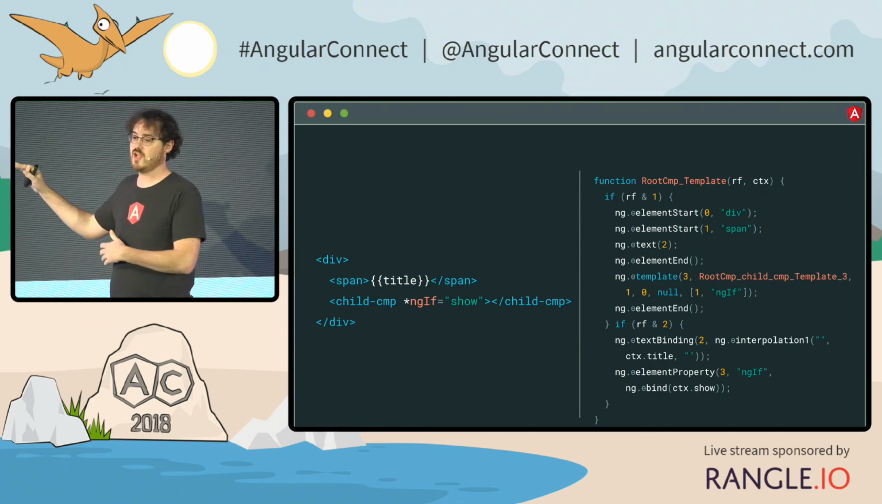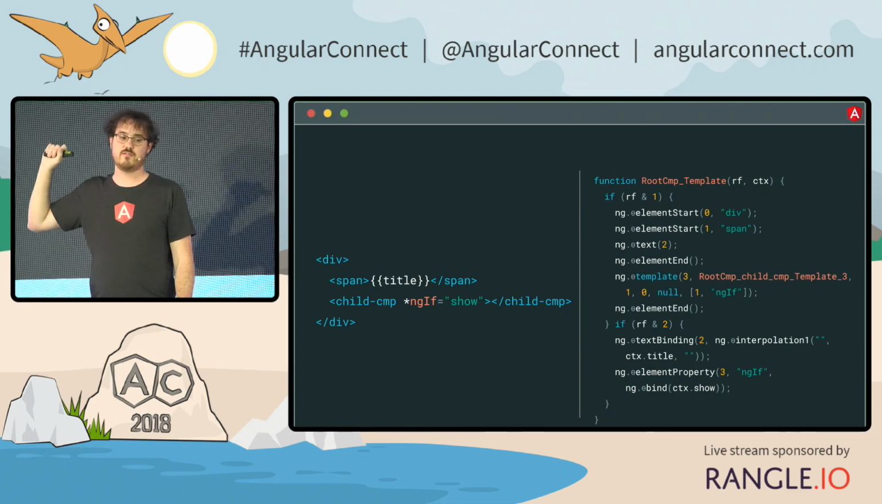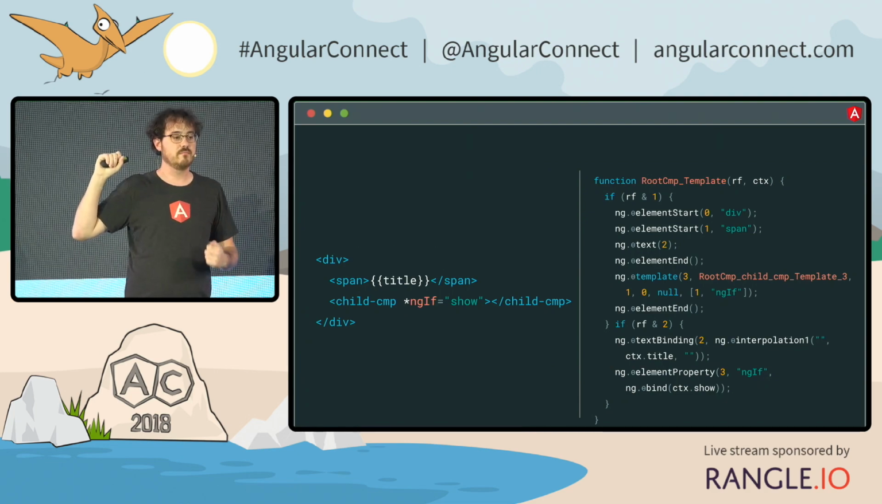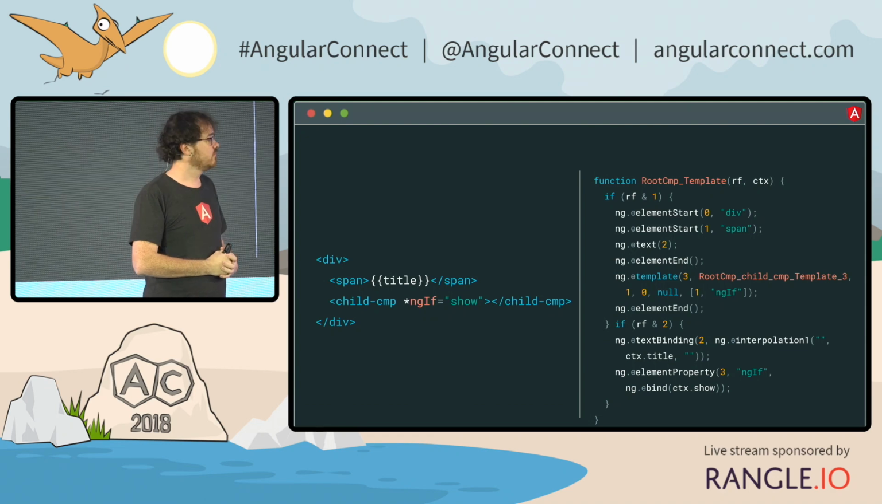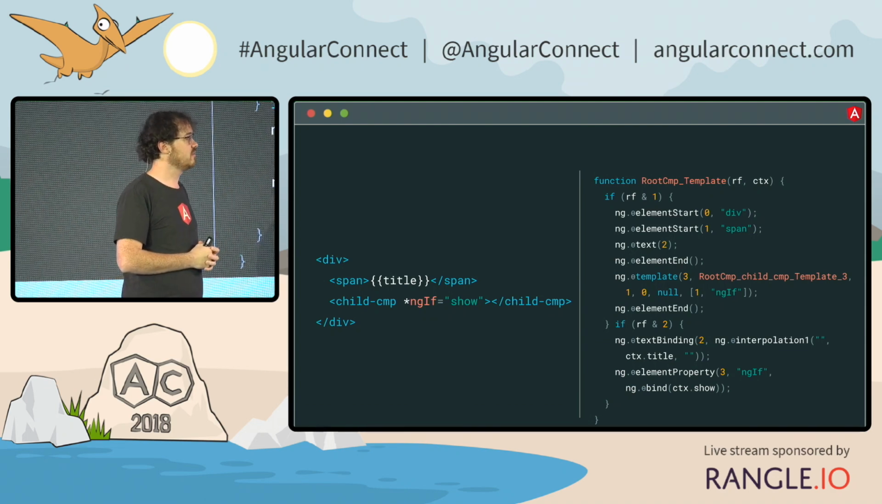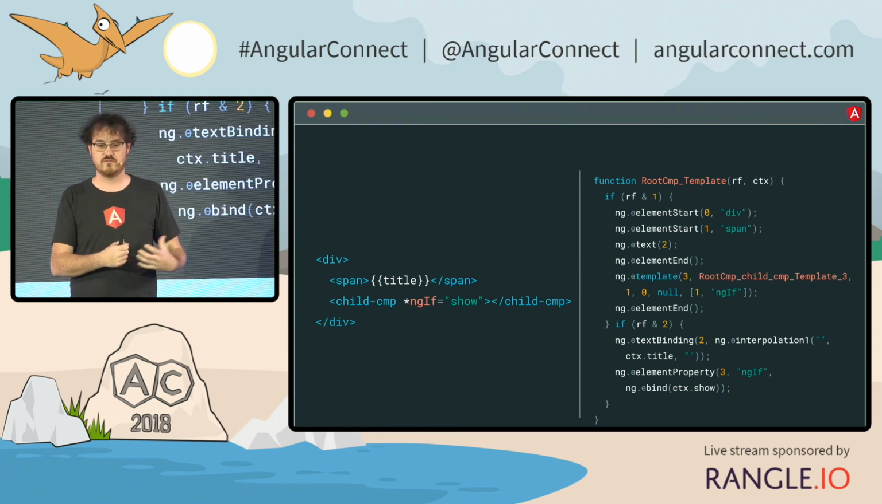I couldn't fit it on the slides for the other ones, but for this one, the first if block renders the template the first time the component is inserted into the DOM. And the second if block runs change detection. So it's checking two bindings here. The first is our interpolation for title, and the second is the condition for the NGIF.